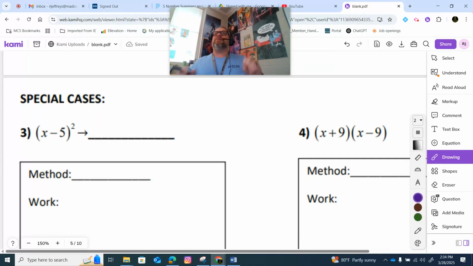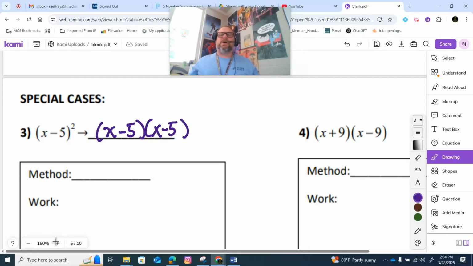So look, remember when something is squared, it's that times itself, correct? So if you see this, that's what this means. That's why your paper has this right here.